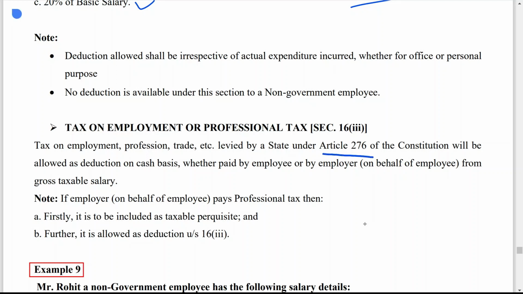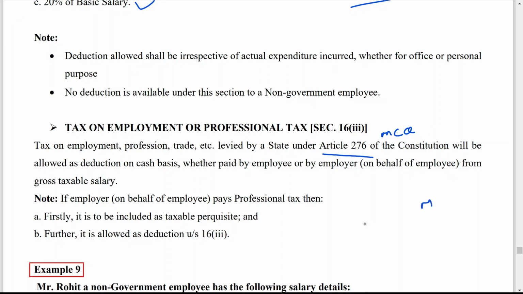So this is also important. Professional tax is levied under which article? Article 276 of the constitution. Whether paid by the employer or by the employee, you will get a deduction from gross taxable salary. If the employer on behalf of the employee pays professional tax, then what treatment should you have to do? First, it is to be included in taxable perquisites, and further it is allowed as a deduction under section 16 subsection 3 also. So if the employer is paying any professional tax on behalf of the employee, what treatment do you have to do? You have to add it into the salary and then you have to deduct.